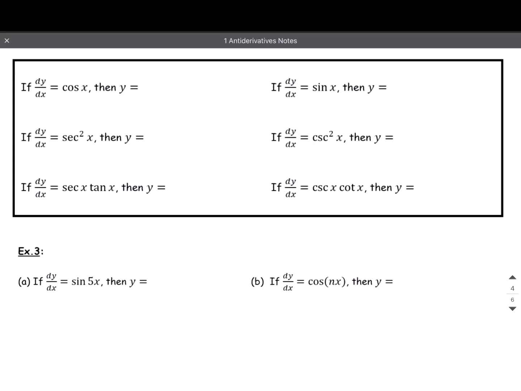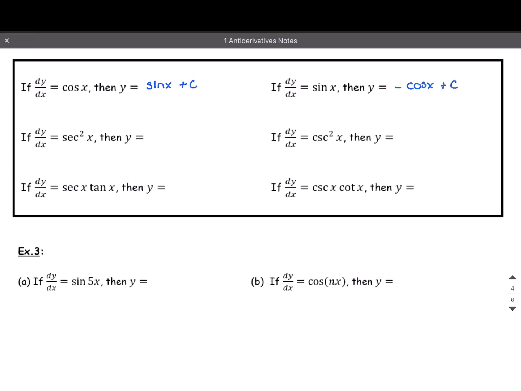Okay, if dy/dx equals cosine x, what has a derivative cosine x? y equals sine x, and don't forget that plus c. If dy/dx equals sine x, then y equals, what has a derivative of sine x? Not cosine x, but negative cosine x, right? Because the derivative of cosine x is negative sine. So we need to negate that. And don't forget your plus c.